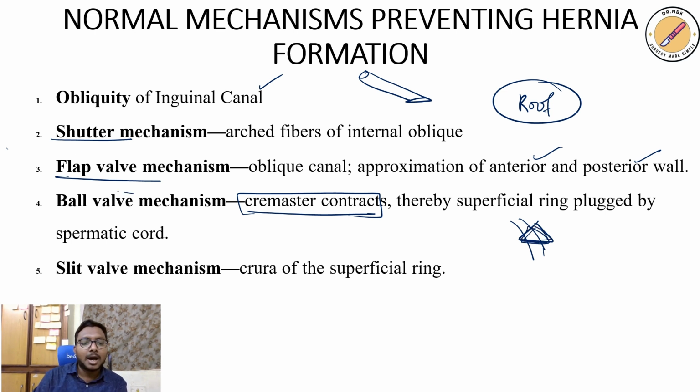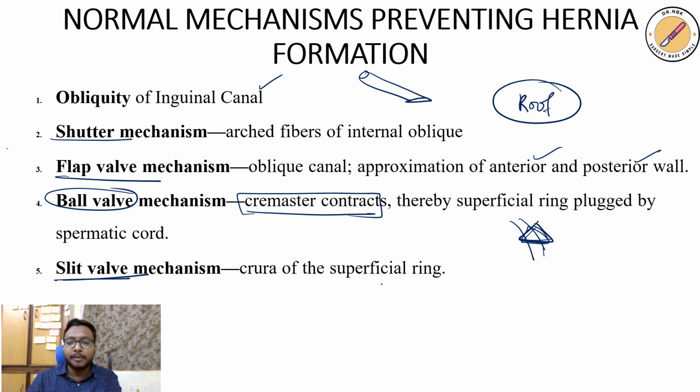That is called ball valve mechanism. Next is slit valve mechanism. Like a lens cap, there will be a slit valve to this lens of the camera. So whenever there is a rise in intra-abdominal pressure, this will close like a slit valve.